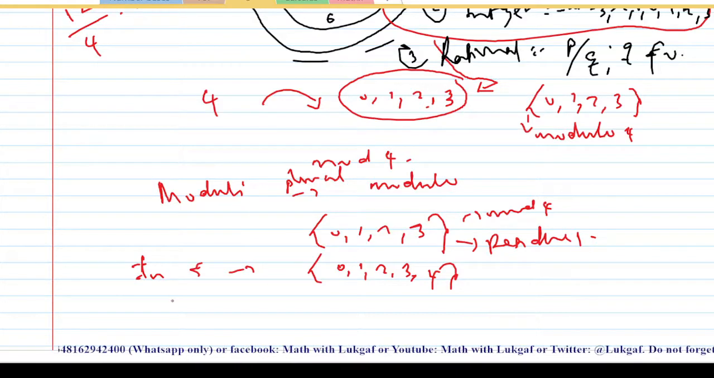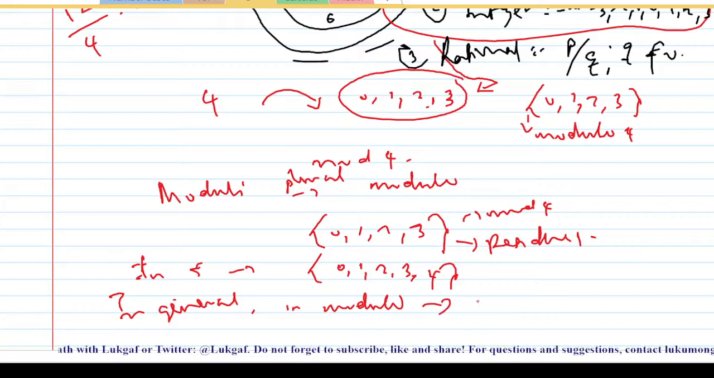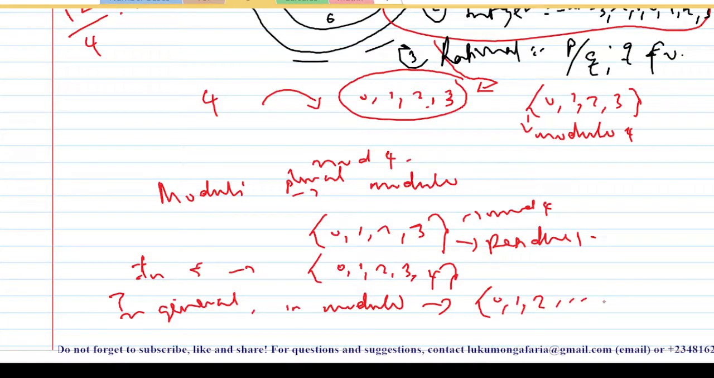So likewise, in general, if you are working in modulo n, then the residues will contain the set of numbers 0, 1, 2, up to n minus 1. If you look at it critically, you will observe that these numbers are more or less a base system.